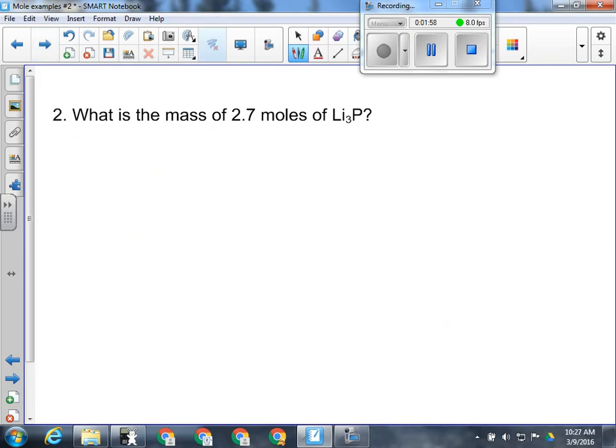So for number 2, we're looking at what's the mass of 2.7 moles. They told us n this time, 2.7 moles of lithium phosphide. So we can calculate big M, right? Lithium is 6.94, and phosphorus is 30.08.